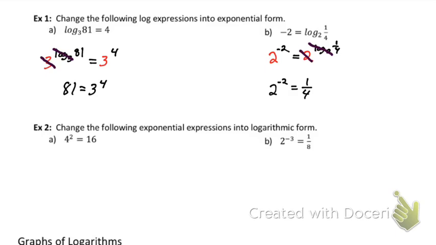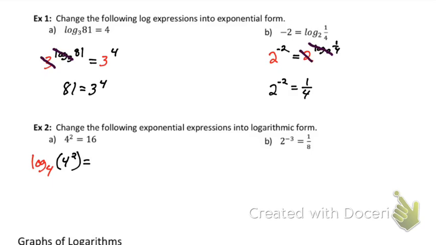All right, if I needed to go the other way, I'm supposed to change the following exponential expressions into logarithmic form. I have base 4. That tells me I need to use log base 4 to get rid of this exponent. So logarithms get rid of exponents, and exponents get rid of logarithms. So if I'm starting with an exponent, I need to use a logarithm to get rid of that exponent. And that logarithm needs to be log base 4, because my exponent is base 4 as well.